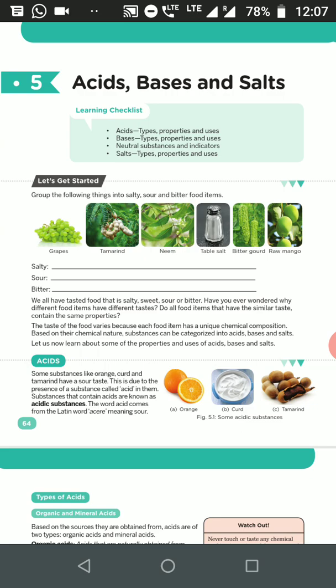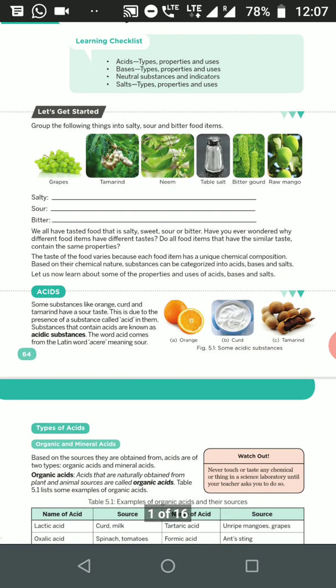Now let us learn some properties and uses of acids, bases and salts. What are acids? Some substances like orange, curd and tamarind are sour in taste. This is due to the presence of a substance called acid. The substances that contain acids are known as acidic substances. The substances which are sour in taste are called acidic substances.